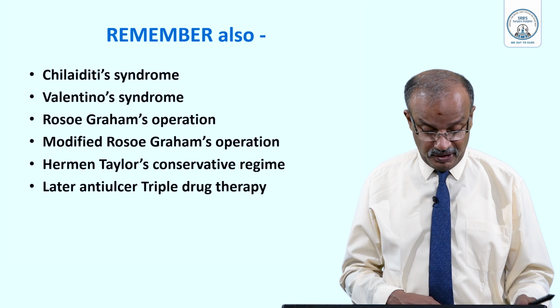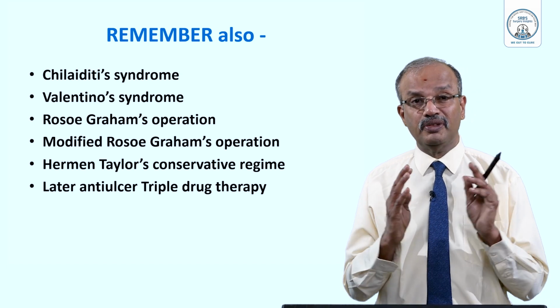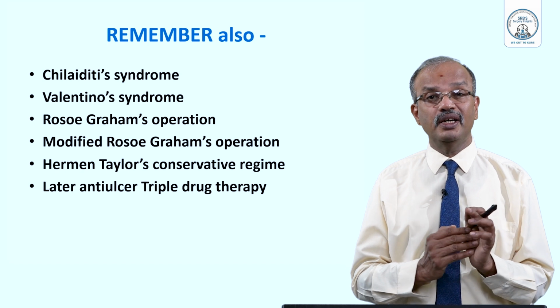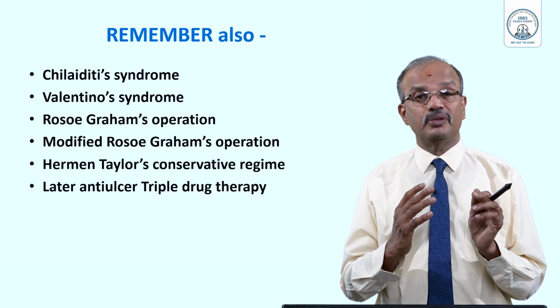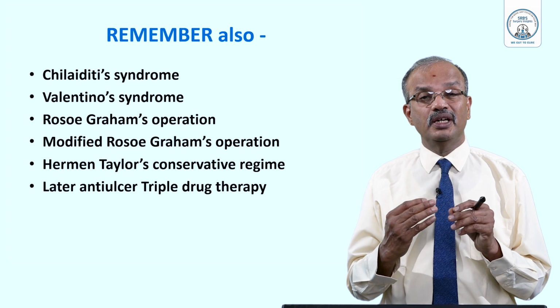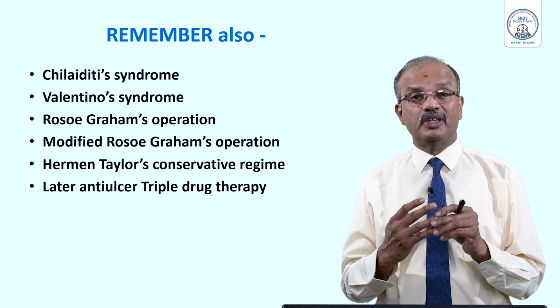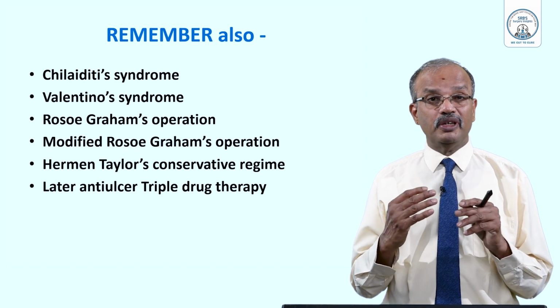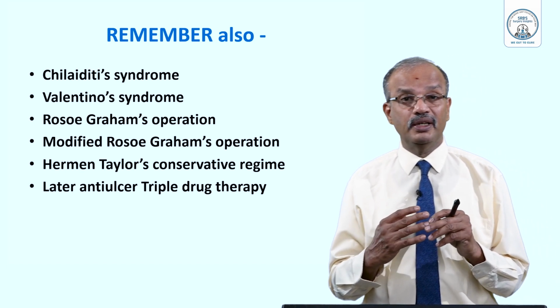So later anti-ulcer triple drug therapy is important. Once you have done the closure of the perforation, especially for gastric and duodenal, mainly duodenal ulcer perforation, you have to do gastroscopy after 3 months, and you have to give the anti-ulcer triple therapy to this patient to make the ulcer heal completely. So gastroscopy during follow-up is very, very important in this patient.